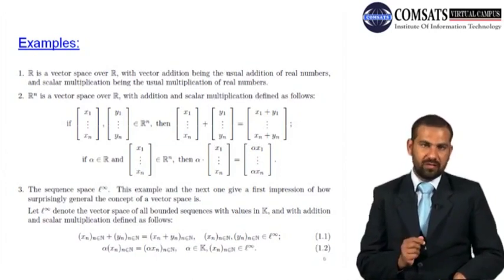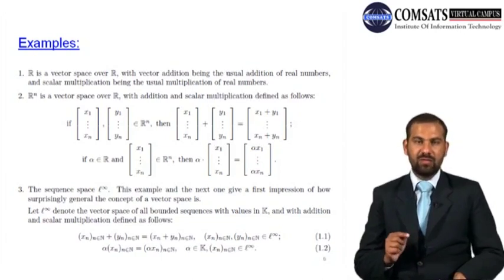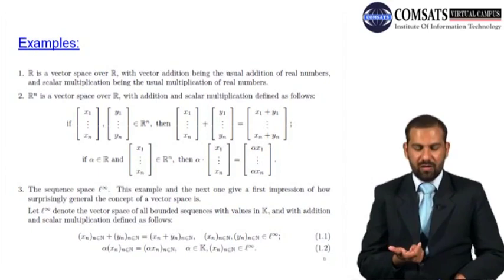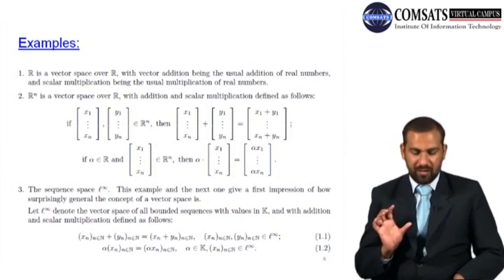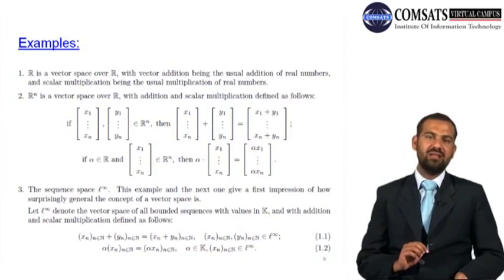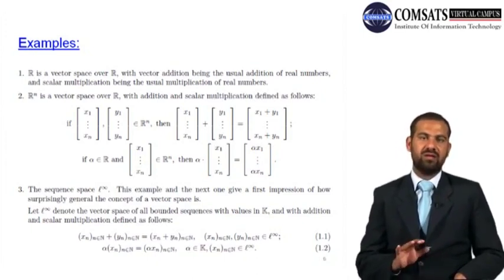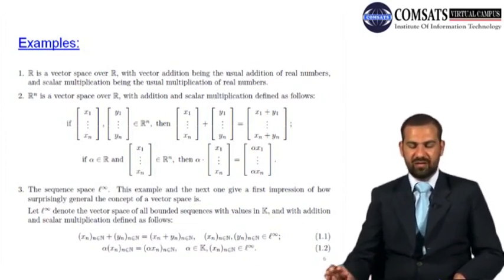And how do we obtain the scalar multiplication? Alpha times (xn) is equal to (alpha xn), meaning every element of the sequence must be multiplied by alpha. So in this way we have the scalar multiplication. Under these two operations, addition and scalar multiplication, one can easily show that all 8 axioms of vector spaces are satisfied, and hence L infinity is a vector space.